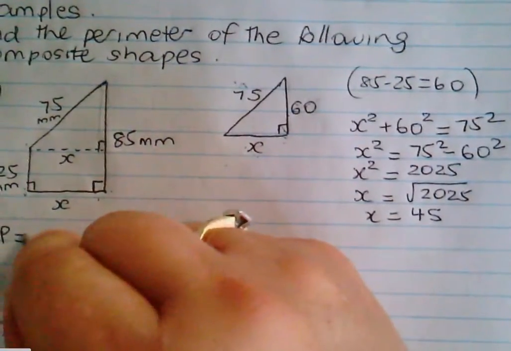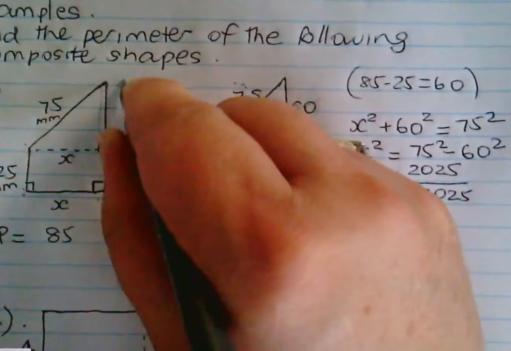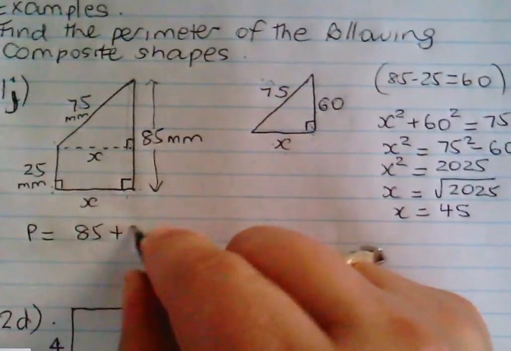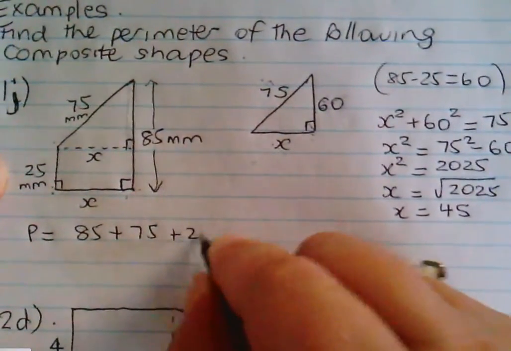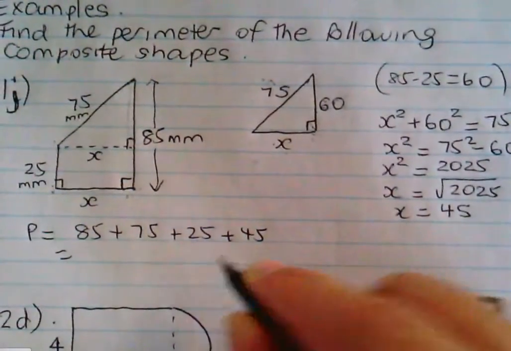So therefore the perimeter is just adding up all those lengths. We've got 85, because 85 is that whole length, plus 75, plus 25, plus 45. Okay?